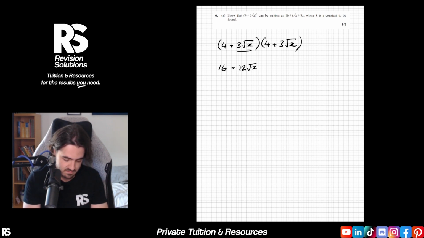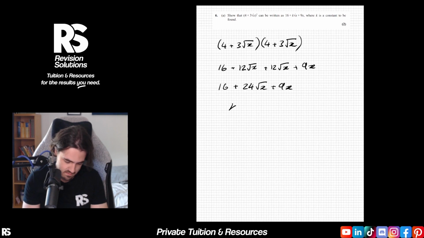Now if you move over to the second term in our first bracket, we'd have 3 root x times 4, which would be another 12 lots of root x. And then 3 root x times 3 root x, well, 3 times 3 would be the 9, and then root x times root x, if you remember, that would just be x. So we'd get 9x. And if we bring this all together, we'd have 16 plus 24 lots of root x plus 9x. So k then would equal 24.